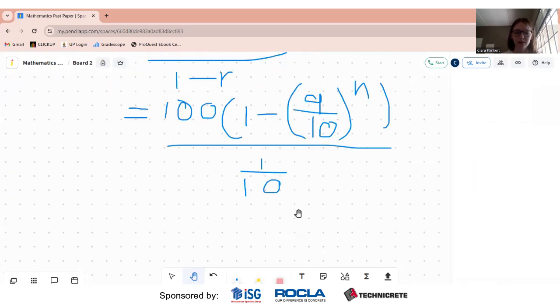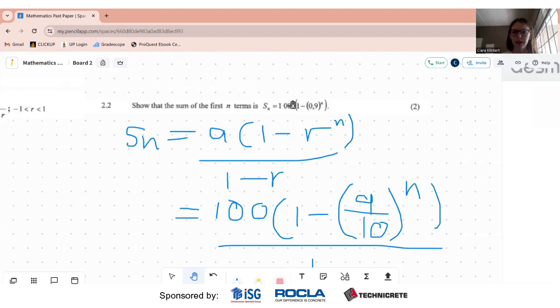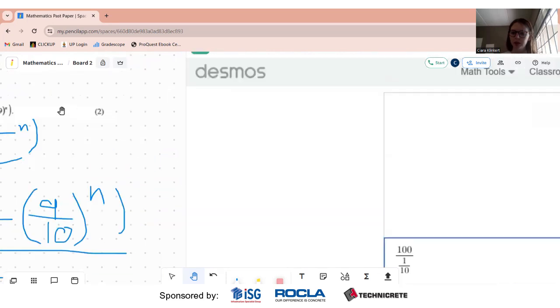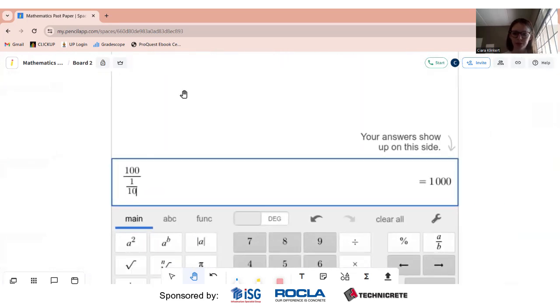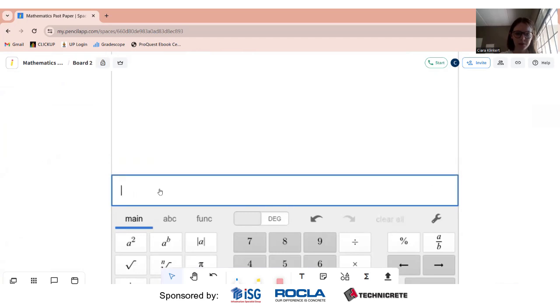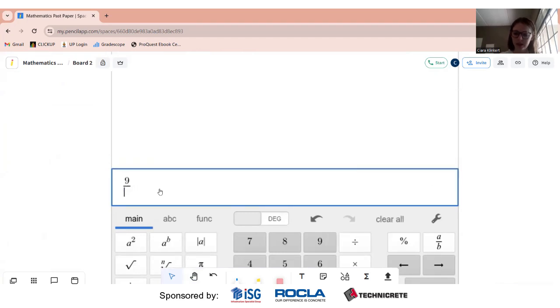My theory was right. Okay, so now I'm going to write this as 1,000 multiplied by, but in the question, they have the 9 over 10 as 0.9. But remember, 9 over 10 is the same as 0.9. And I'll show you in my calculator if you don't believe me. There we go. So 9 over 10, you see, is equal to 0.9.